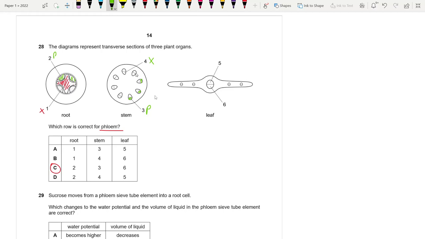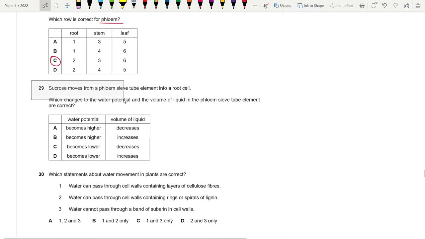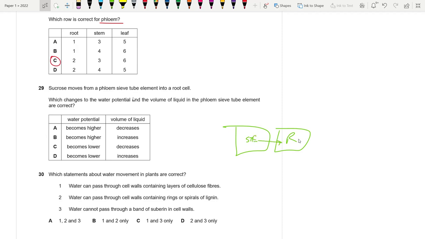What about the leaf? 6 is actually phloem. The one in the lower part of the vascular bundle, that's the phloem. Okay, hopefully you remember. Just remember one, you can easily remember the other one that way. Okay, really important question. 29, sucrose moves from phloem sieve tube element into a root cell. Which changes to the water potential and the volume of liquid in the phloem sieve tube element are correct? Okay, so this is the root, this is the sieve tube element. So after sucrose moves from here to here, what happens to the water potential of the sieve tube element?